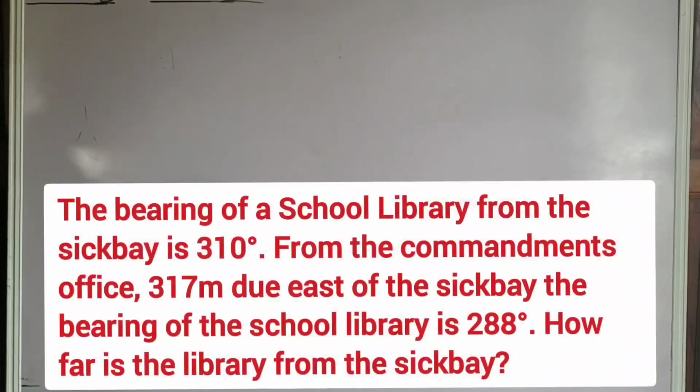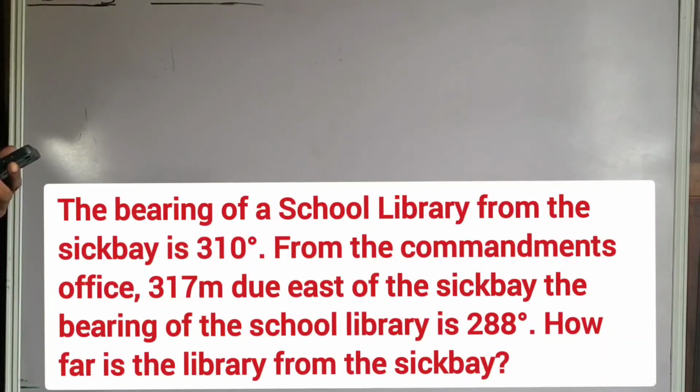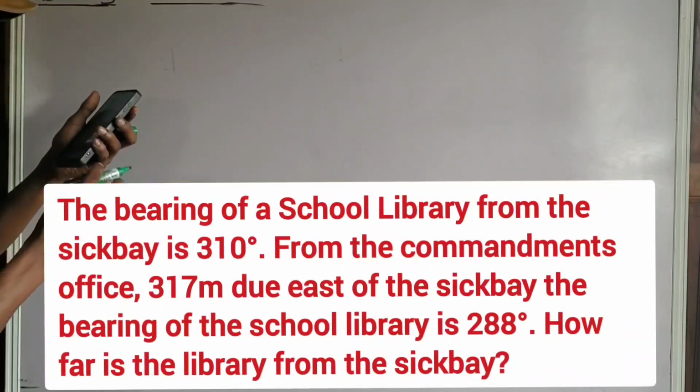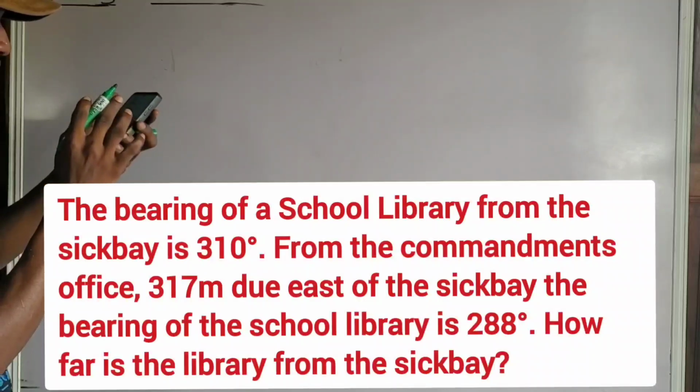The bearing of a school library from the sick bay is 310 degrees. From the commandant's office, 317 meters due east of the sick bay, the bearing of the school library is 288 degrees. How far is the library from the sick bay? Now, please pay attention. In bearing, there is no way you can do without a diagram, so we have to first draw the diagram. The bearing of a school library from a sick bay is 310 degrees.